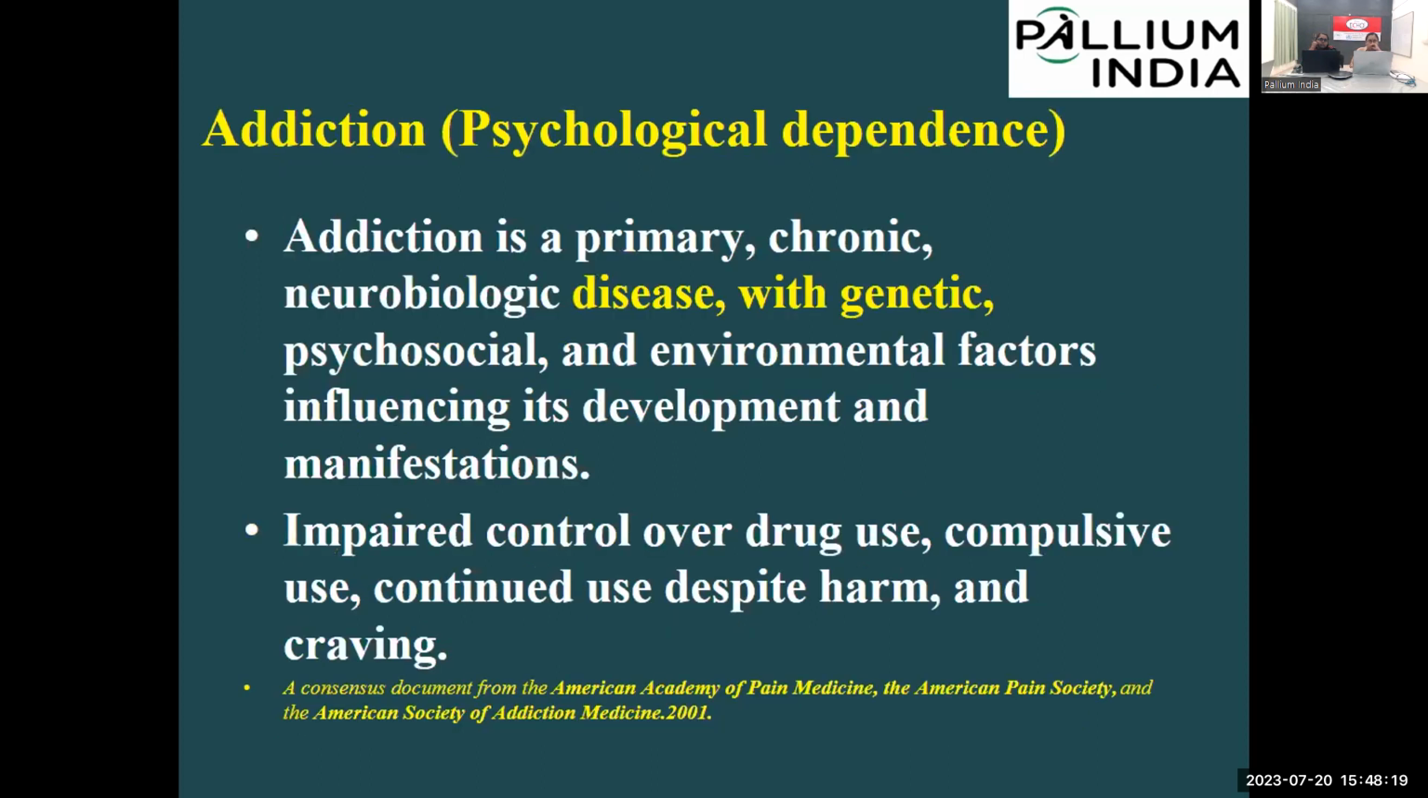So what is addiction or psychological dependence? Addiction is a primary chronic neurobiologic disease with genetic, psychosocial, and environmental factors influencing its development and manifestations. That is the definition. It involves impaired control over drug use, compulsive use, continued use despite harm, and craving. So that is addiction or psychological dependence.